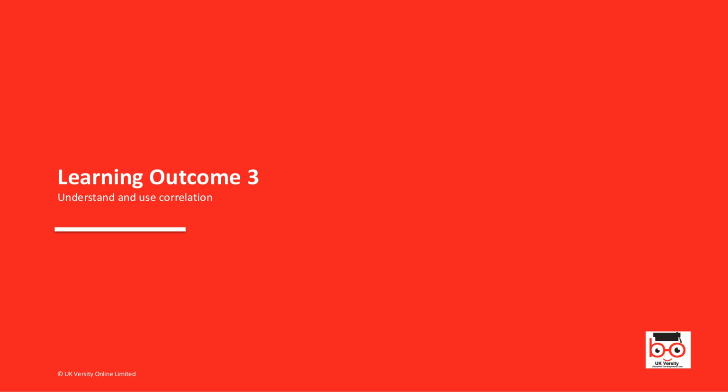Welcome to Learning Outcome 3, all about correlation, the idea of whether two things move together and how strongly. It's one of the most useful and, honestly, most misunderstood ideas in statistics, so let's get it right.